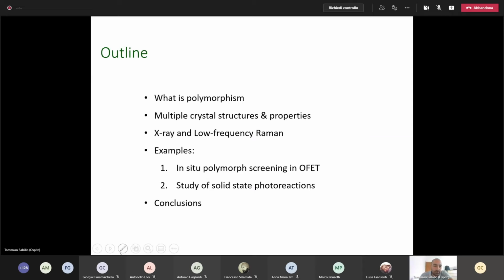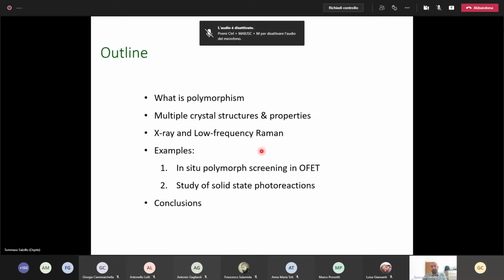So, in general, before starting with some examples, I will introduce what polymorphism is and what the consequences of polymorphism are on the structures and the properties of molecular materials. Then I'll say something about the correlation between X-ray and low-frequency Raman, and how we can use both techniques to understand completely different things, but they are very complementary techniques that we should use for studying molecular materials in particular. And then I'll give a couple of examples.